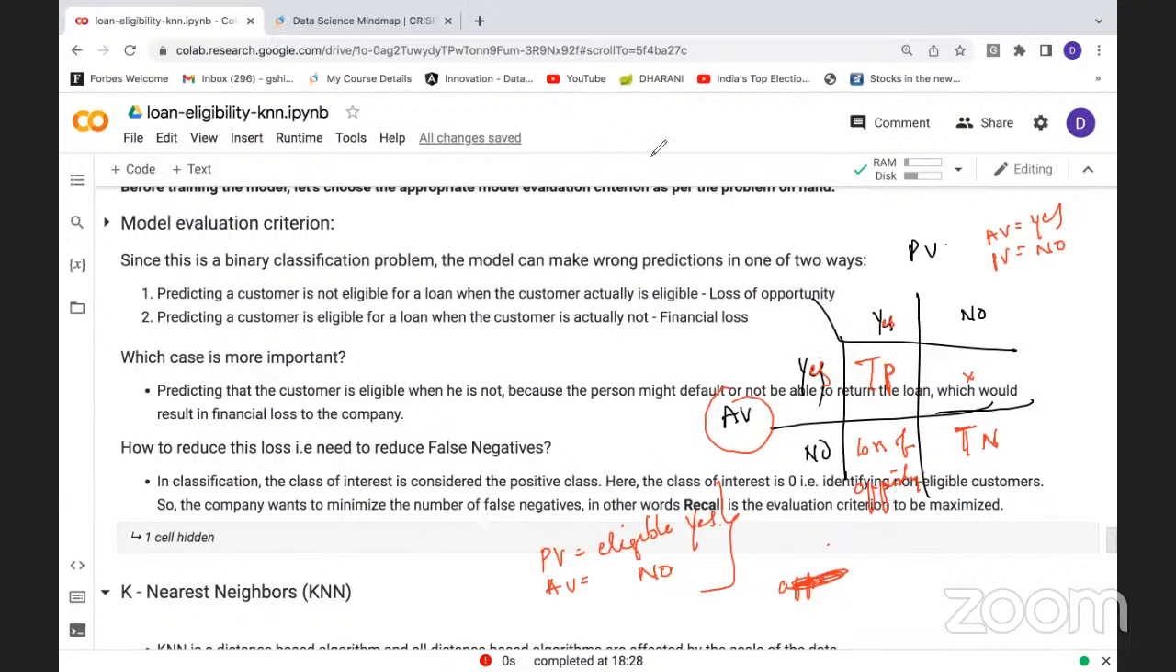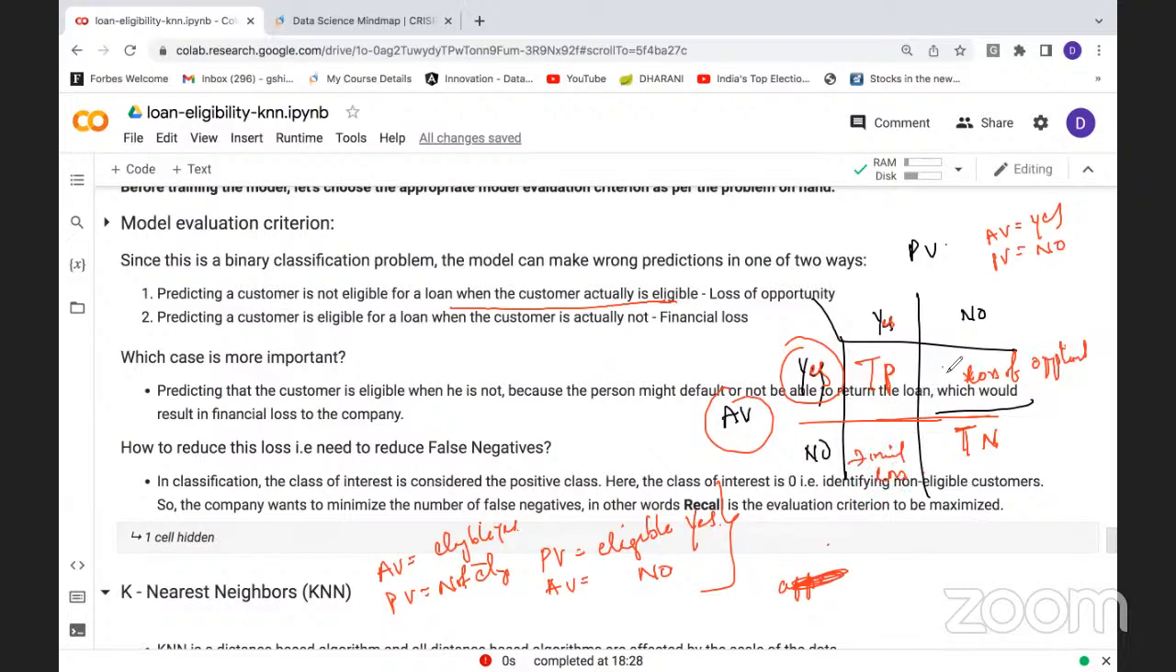Okay, we have written it the opposite way now. Actually it is yes, but the predicted value is no. The opposite is this one: actually it is eligible, predicted value is telling not eligible. Two scenarios are there. When the customer is actually eligible, your model is saying no. This is a loss of opportunity. This is your financial loss.